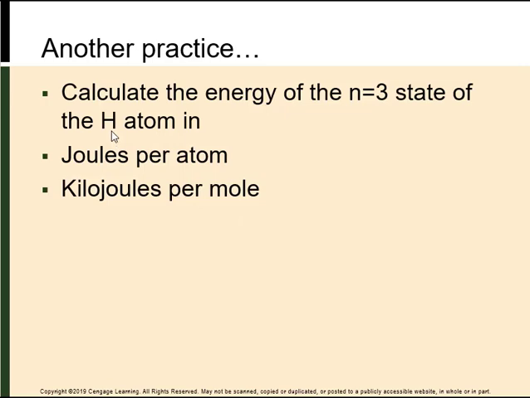All right, let's do one more practice and calculate the energy of the n equals 3 state of the hydrogen atom in joules per atom and kilojoules per mole.